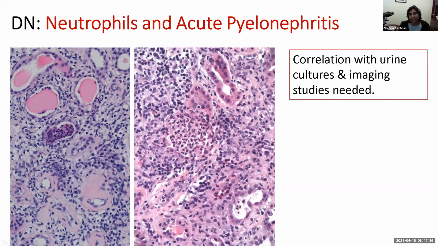When you see that, that makes us think about acute pyelonephritis, that is bacterial infection of the kidney itself, which, in the presence of diabetes, there is a high propensity to develop. So at that point, we talk to the nephrologist and recommend correlation with cultures and imaging studies as needed.